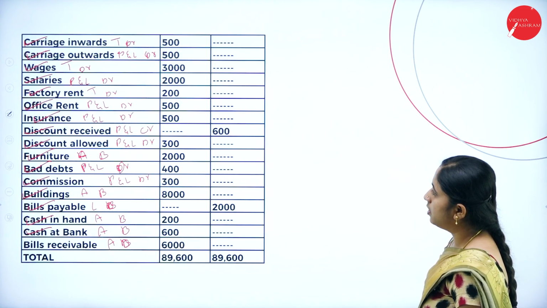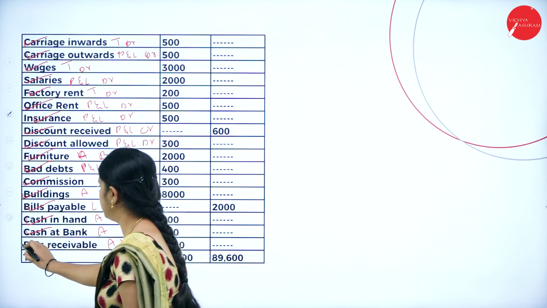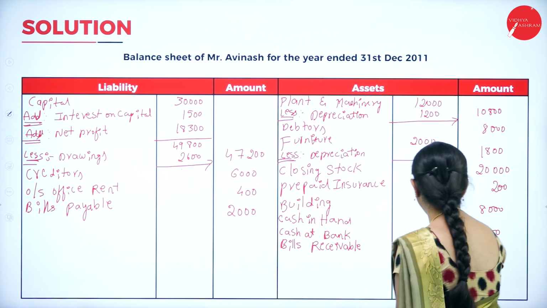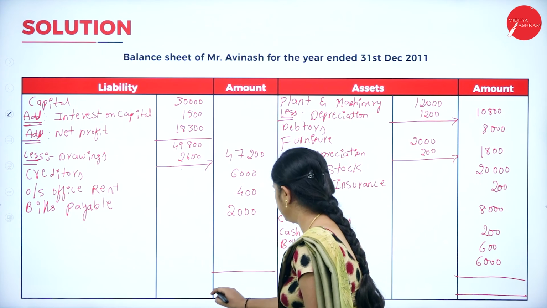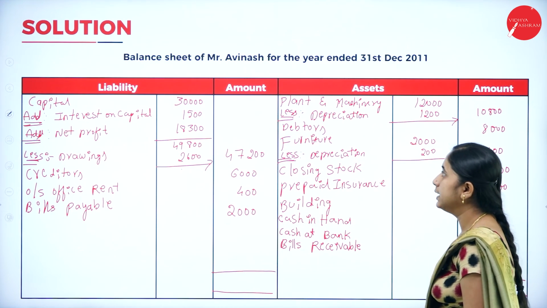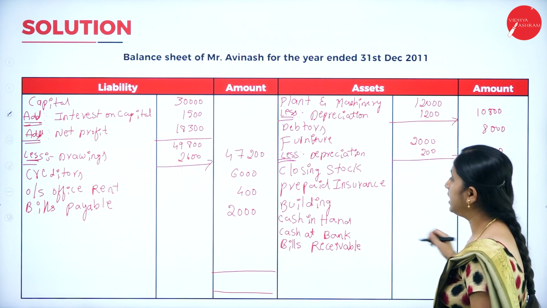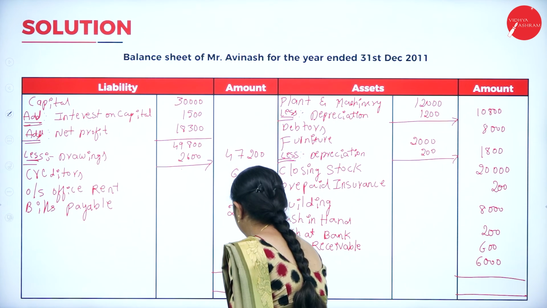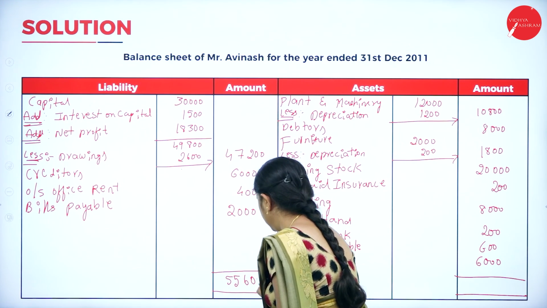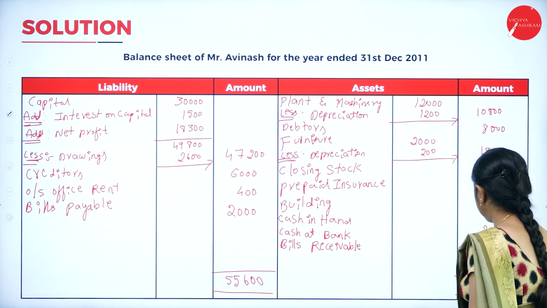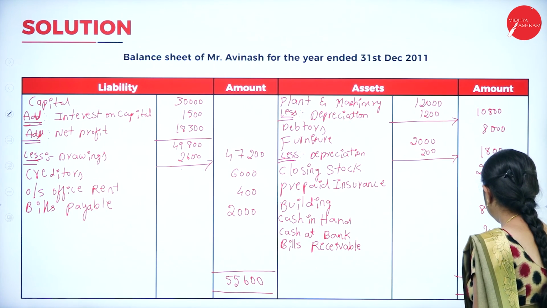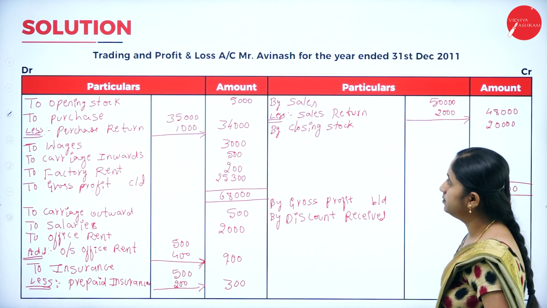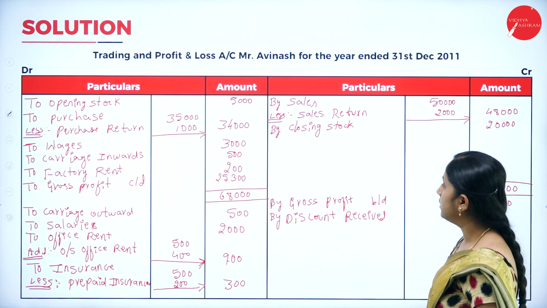So we have recorded all the balance sheet items. Now make a total. It should be tallied, so both the assets and liabilities should be equal. The total of liability is 55,600 and the total of assets is 55,600. So your problem is correct. So this is all about the second problem.